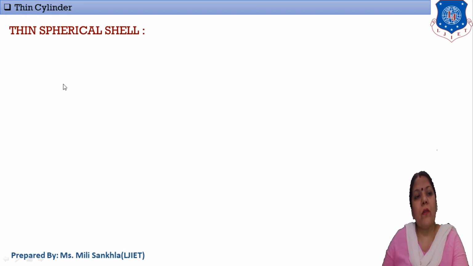Okay, now next we understand the topic thin spherical cell. First of all, we understand what is thin cylinder, how stresses act on thin cylinder, which dimensions matter in thin cylinder, and find change in dimension like change in diameter, change in length and change in volume. Now next we understand what is spherical cell and which parameters and which stresses act in spherical cell, then dimension change of spherical cell, and find out stresses.